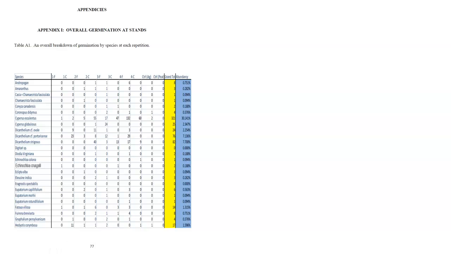It says, Appendix 1, Overall Germination. An overall breakdown of germination by species at each repetition. And it gives you the genus or the species name. It gives you other things in here, and it tells how many germinated at each one. Now, this is very interesting because it gives me numbers, but I don't necessarily know what all of that means. But it is an informative area so that you can determine what you've got in here.